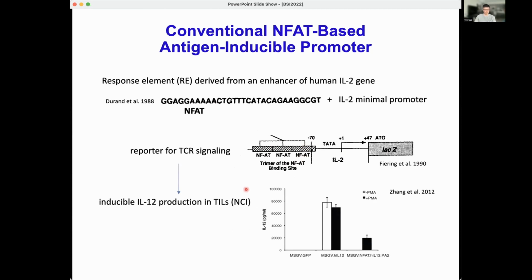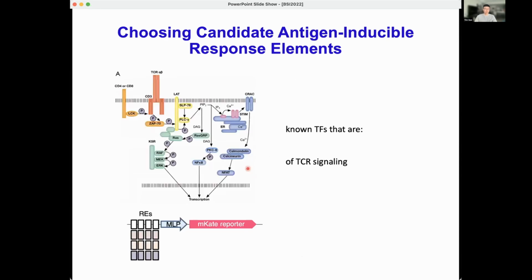And a bit more recently, it's been used in a therapeutic setting to drive the inducible production of IL-12. And this was a trial done at NCI by putting these inducible vectors into tumor-infiltrating lymphocytes. So we were coming into this field and we were wondering, people have been using this NFAT for quite some time now, and without really looking at other alternative options, is there anything else that could be potentially better than NFAT?